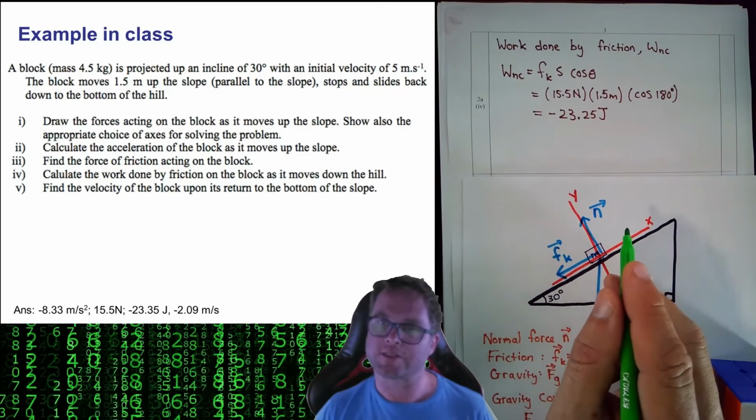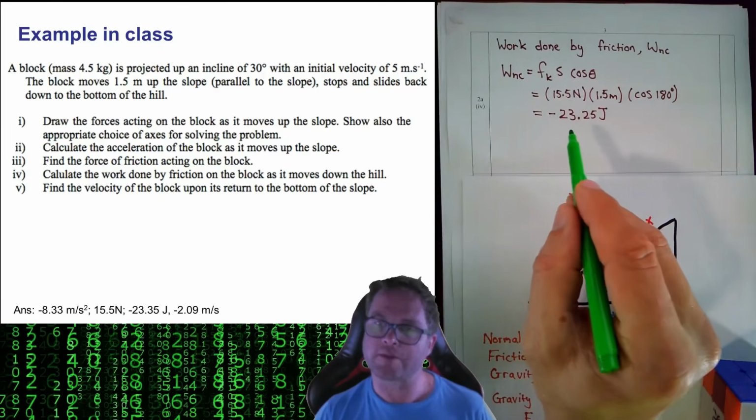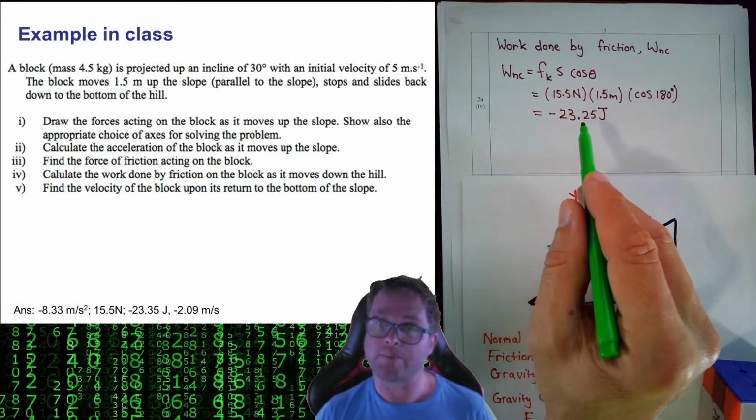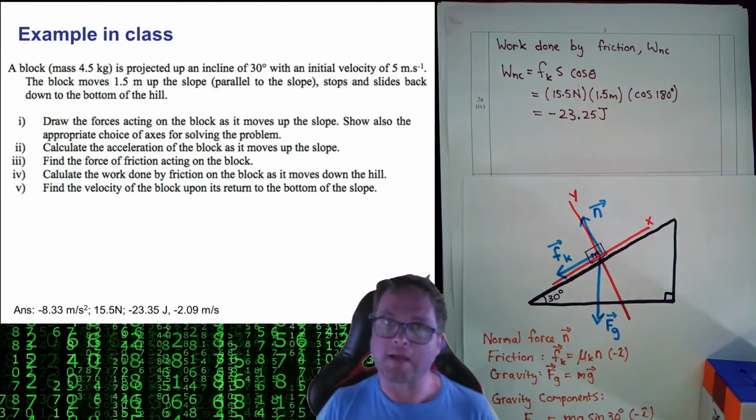And the solution then comes out to be that the work done by friction is minus 23.25. The minus is an indication that energy is being taken out of the system by the non-conservative force of friction.